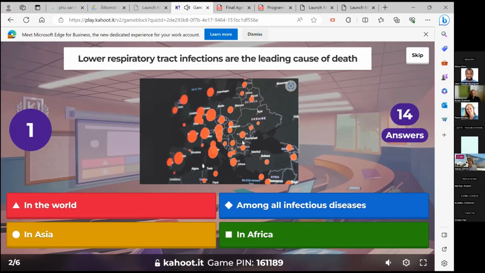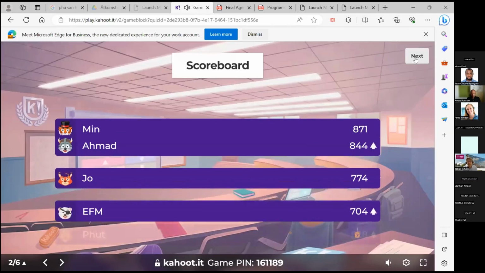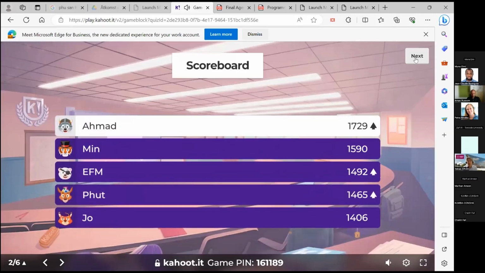A couple of questions, please go. Lovely. It's not the leading cause of death in the world, but among all infectious diseases, it's the most important one. Very good. Let's go.